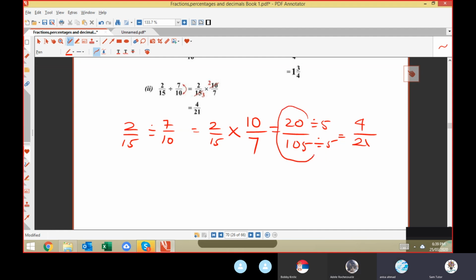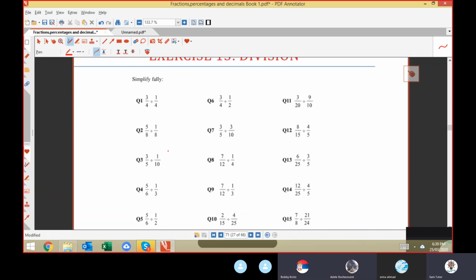For now, like I said, I'm not interested in you simplifying. I just need to make sure you guys can get to this stage. Because once we can get to this stage, the simplifying is the easiest thing to learn. All right.